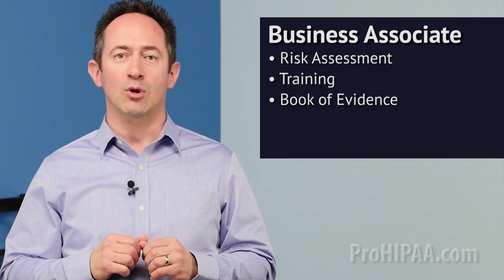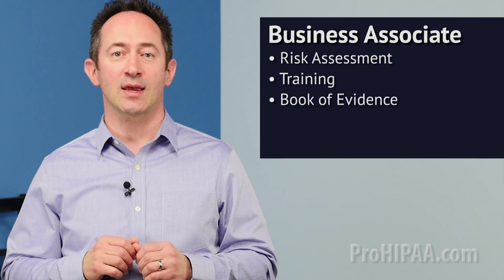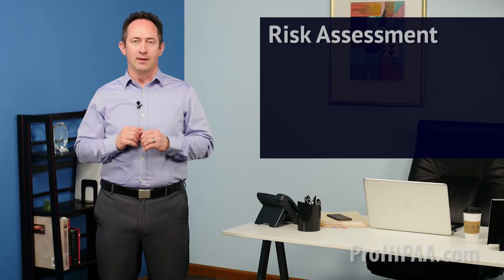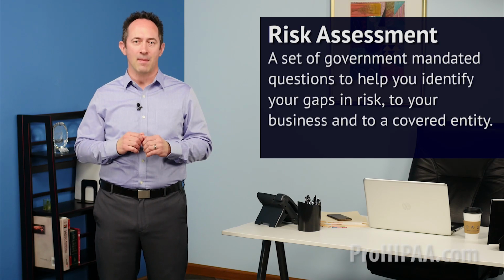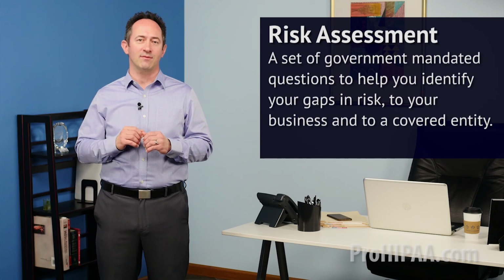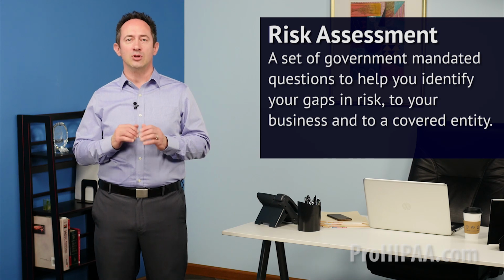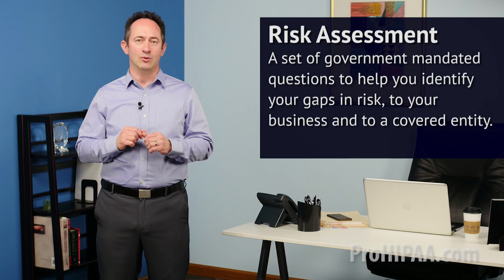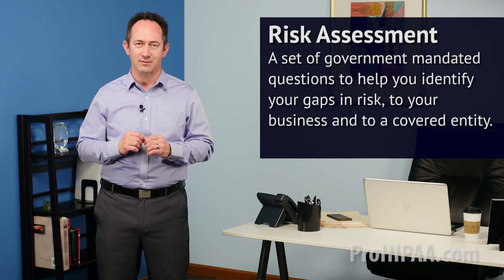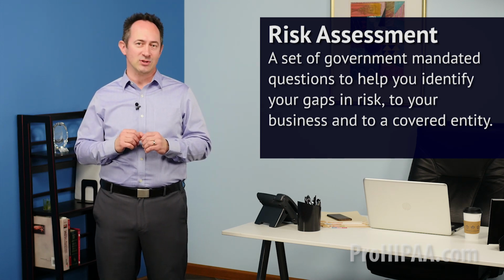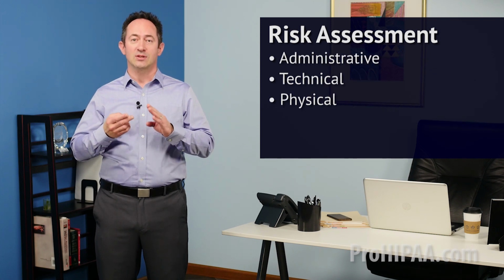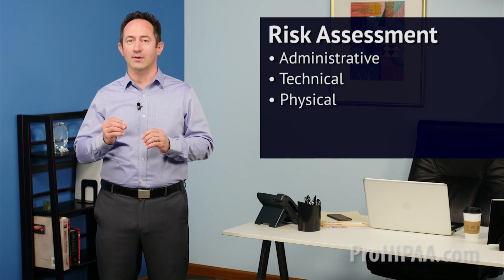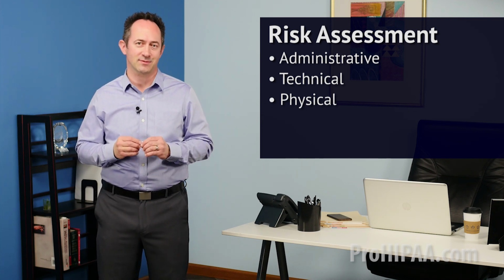Business associates are now required to have a risk assessment just like a covered entity, including training and a book of evidence. A risk assessment is a set of government-mandated questions to help you identify your gaps in risk, not only to your business, but also to a covered entity. We must also have a risk report with a roadmap to resolution. There are 3 sections of questions: administrative, technical, and physical, which include standard, required, and addressable type questions.